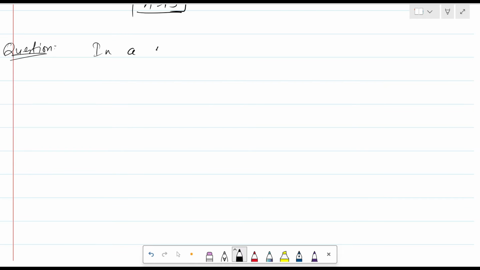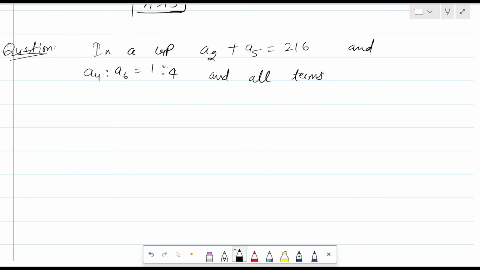In a GP, the second term is 8, and the sum of the second and fifth terms, A2 plus A5, is 216, and the ratio of the fourth term and sixth term is 1 ratio 4, and all terms are integers. Then find its first term.